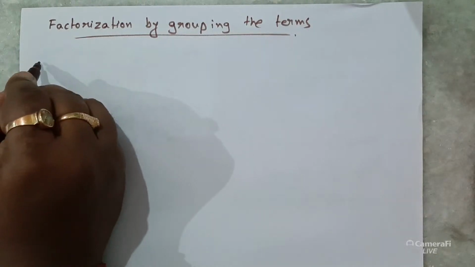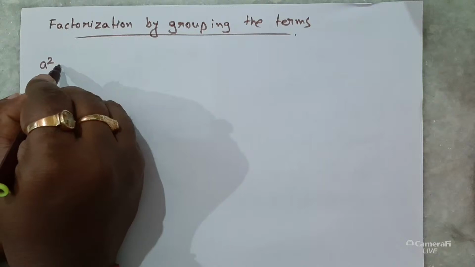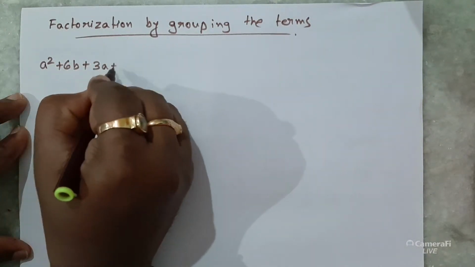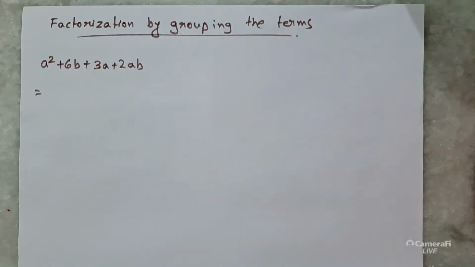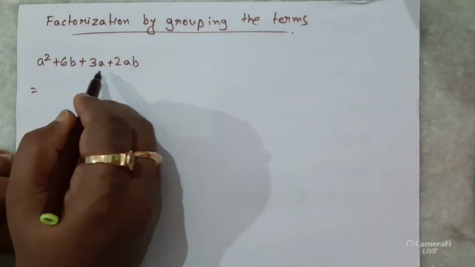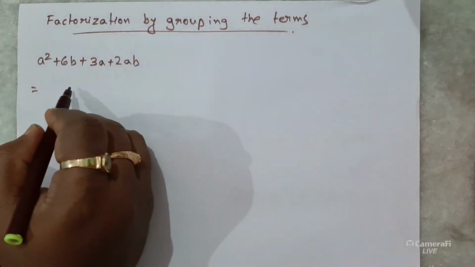Let us see. First is a square plus 6b plus 3a plus 2ab. Try to solve in your copy also. Try to solve this thing. A square plus 6b plus 3a plus 2ab.